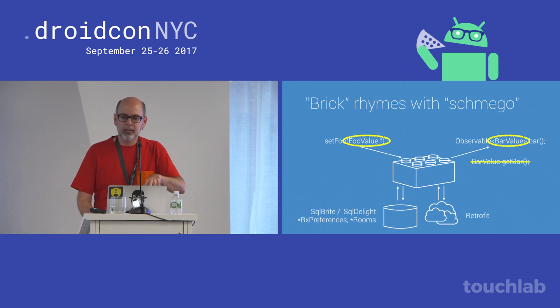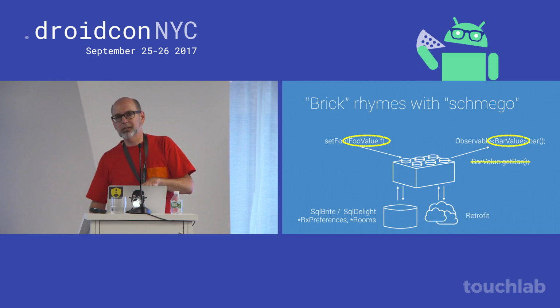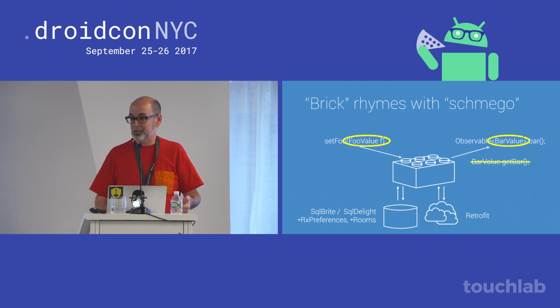Building that reactive API is going to be easiest if you're actually using reactive fundamentals beneath that. Retrofit is quite good at that. SQLBrite and SQLDelight are a nice way to do that on a database. If you are going the J2ObjC route, those both have the nice property of actually transpiling very well. If you're just building something for local use, RxPreferences or Room are fantastic tools as well.